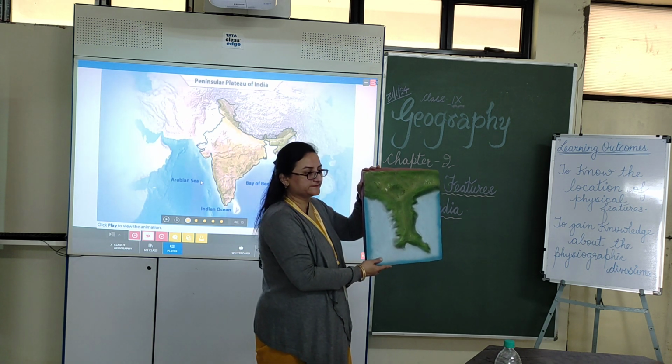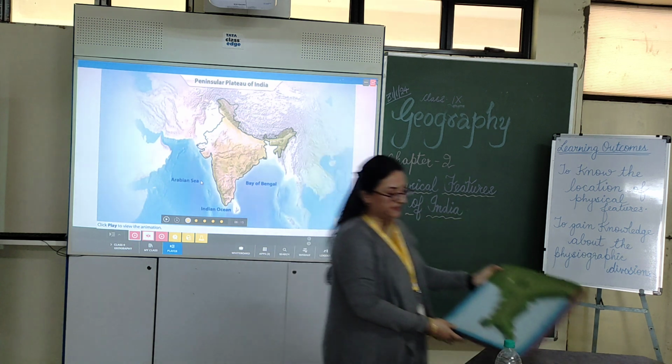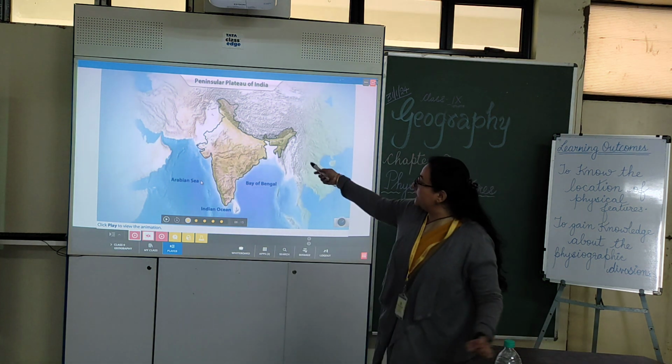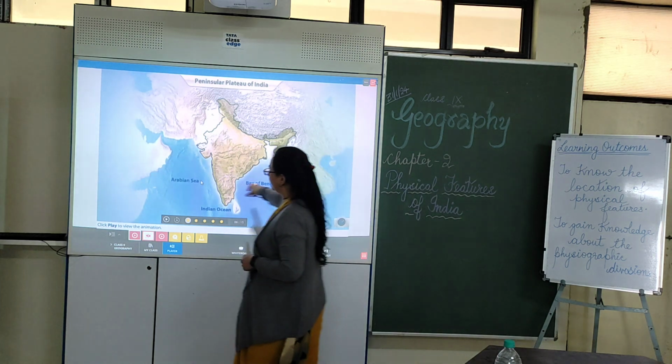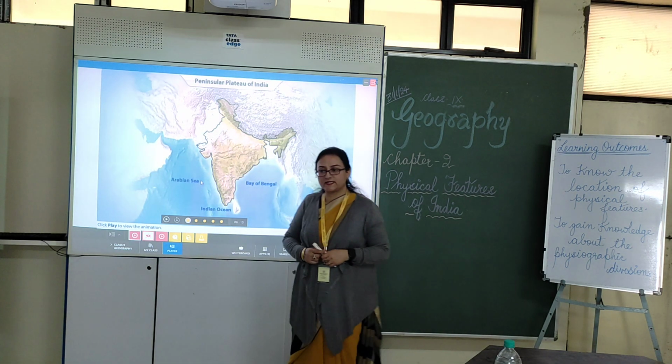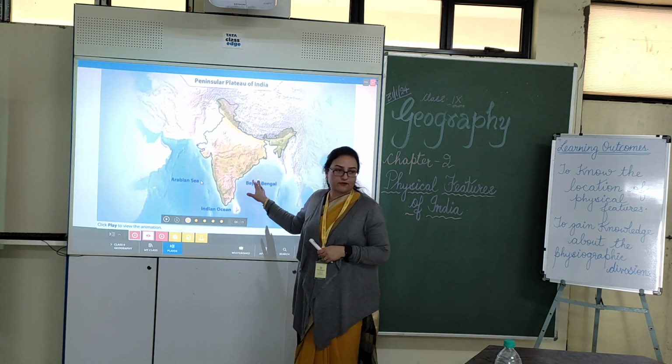Covered with water on 3 sides. Now why is this the Indian peninsula, the peninsular plateau of India? Because it is covered with water bodies on 3 sides. And which water bodies? The Arabian Sea, the Indian Ocean and the Bay of Bengal.